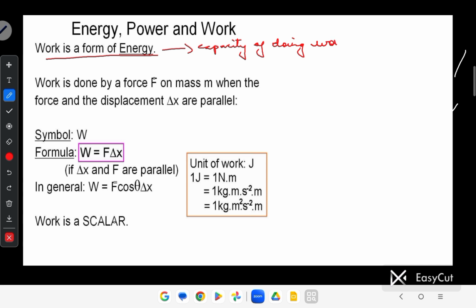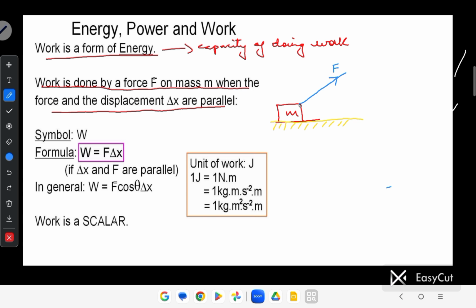the work itself. Work is done by a force F on mass m when the force and the displacement delta x are parallel. It is trying to say that suppose we have an object whose mass is m, kept on a surface like this, and some amount of force has been applied.